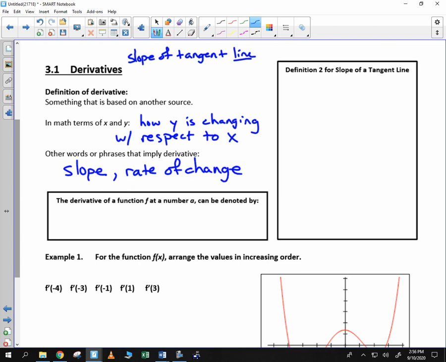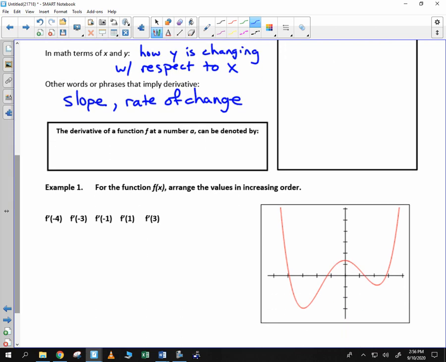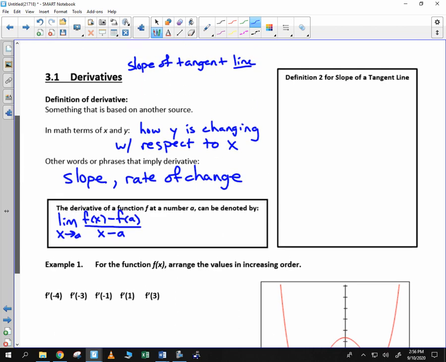Okay? So the derivative of a function f at a number a can be denoted by, so we said, the limit as x goes to a of f of x minus f of a, all divided by x minus a. But the fact is there's another way to consider a derivative. And I'm going to draw out what definition 2 for a derivative looks like.